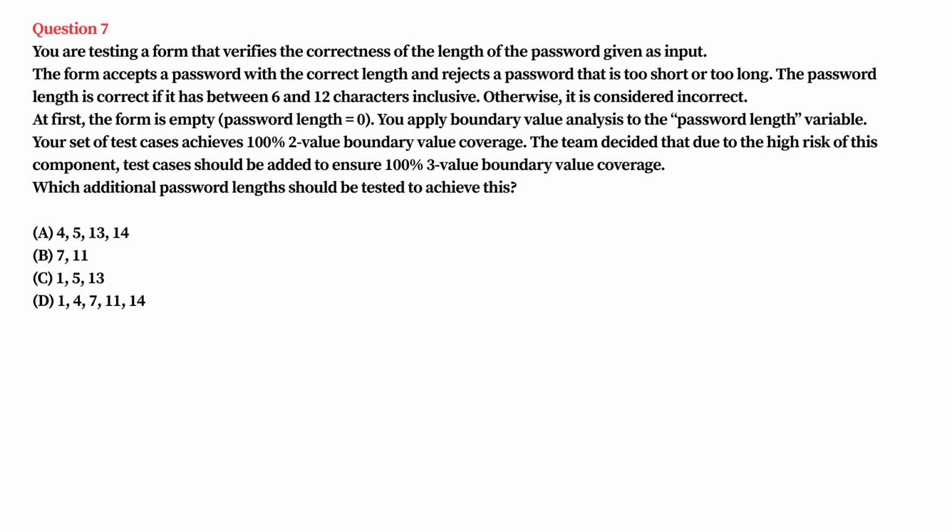To achieve full coverage for 3-value BVA, we need to test the following values: 0, 1, 4, 5, 6, 7, 11, 12, 13, 14. Since 2-value BVA is already covered, this means that we have already tested the passwords of length 0, 5, 6, 12, and 13. This means that the additional lengths that need to be covered to move from 2-value to 3-value are 1, 4, 7, 11, and 14.